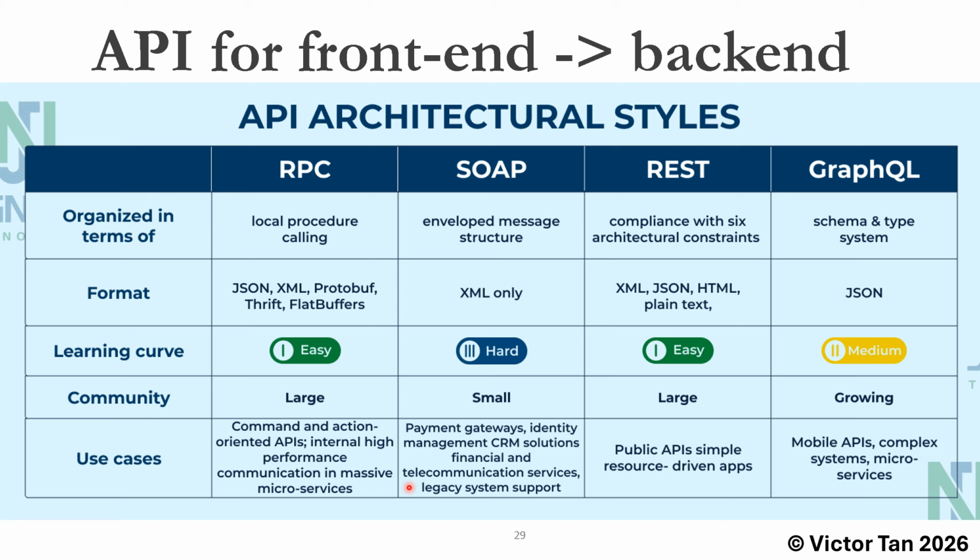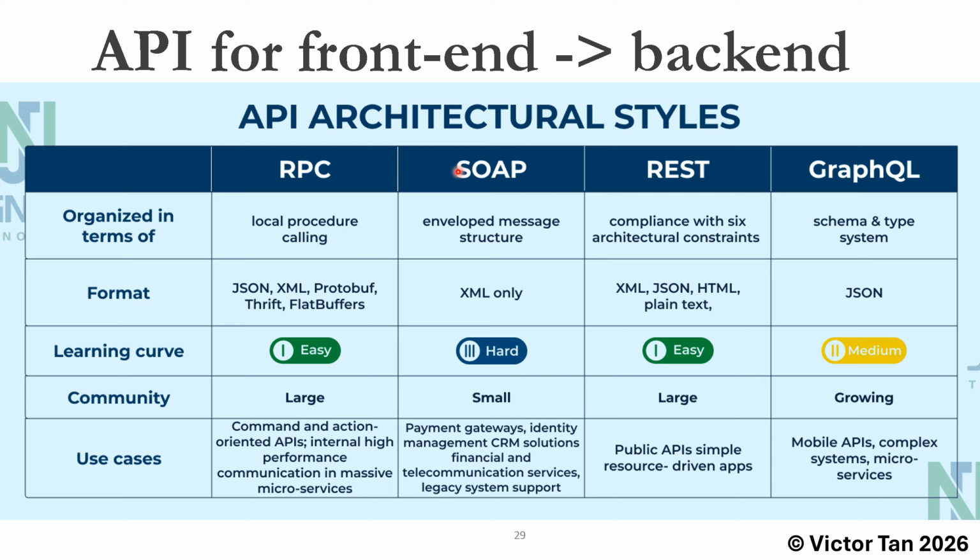Now, for the API, which is a very critical aspect of the communication between the front end and back end, you have a variety of architectural styles available. The older styles, which you probably won't see anymore but are just for information, are RPC and SOAP. These were probably used about 15 to 20 years ago for front-end apps to communicate with the back end. You are rarely going to see any of these styles anymore.